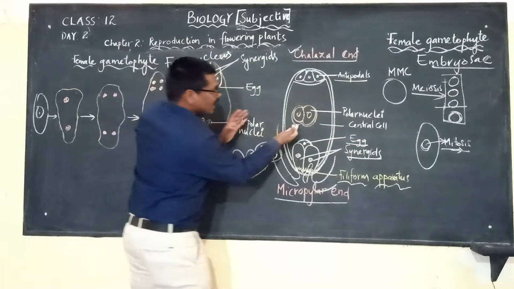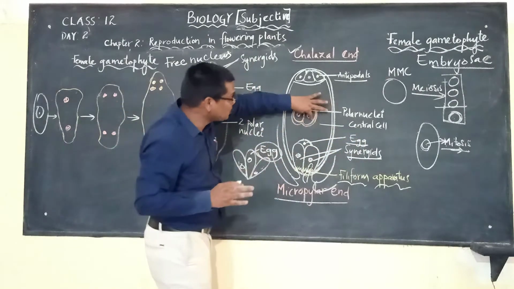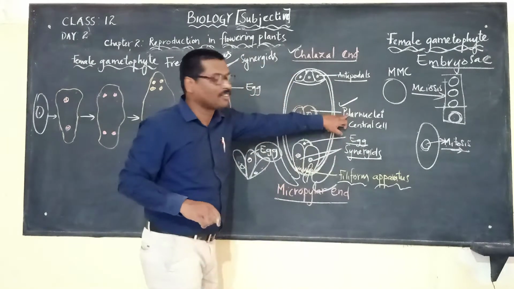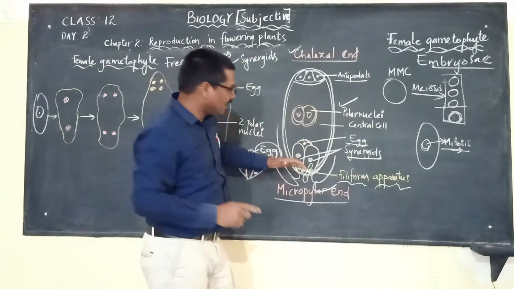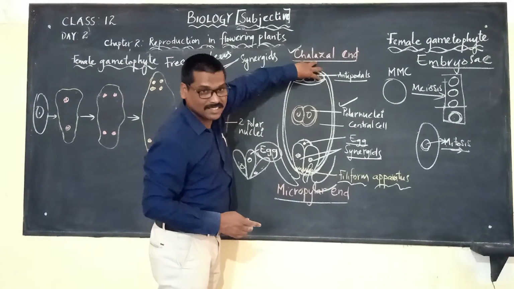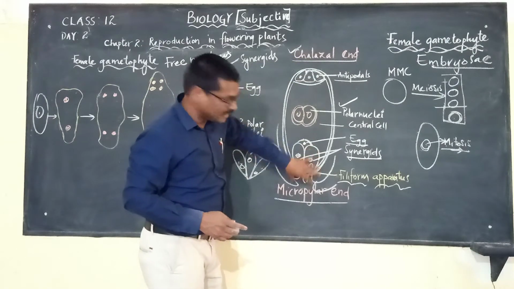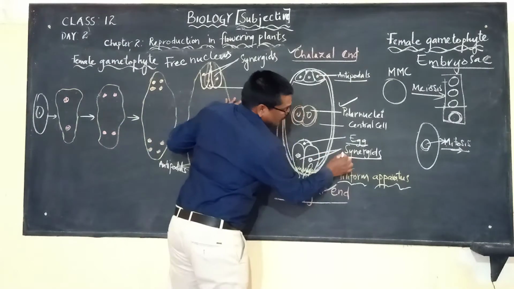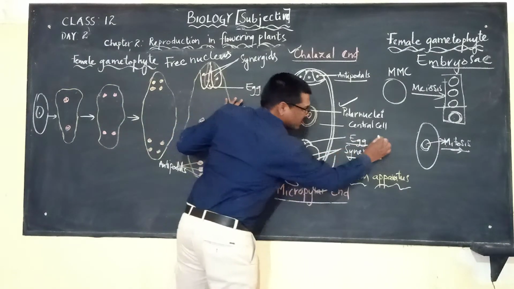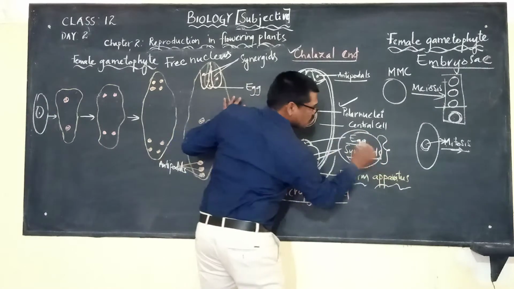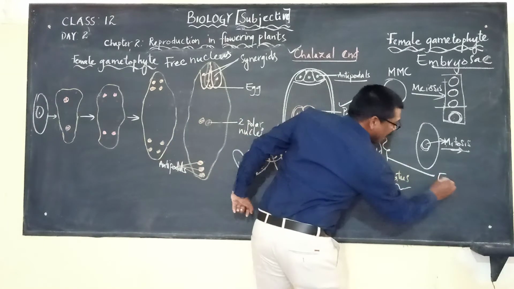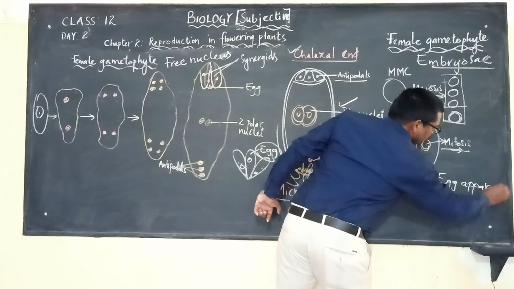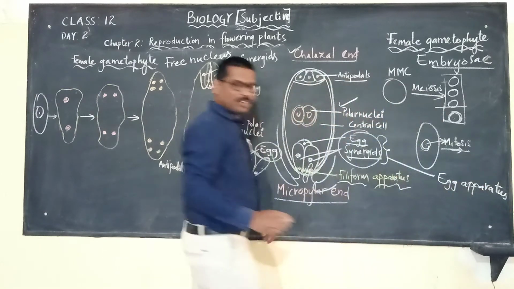And now we are seeing at the center, these 2 nuclei are called the polar nuclei. And just now we said 3 are present at the chalazal end and 3 are present at the micropylar end. And when you say here, this egg and synergids, these two together we call the egg apparatus.